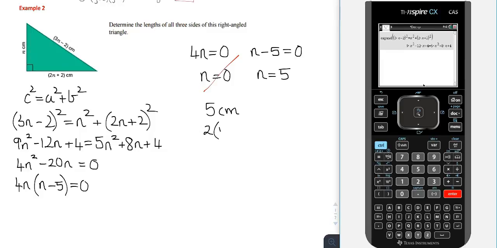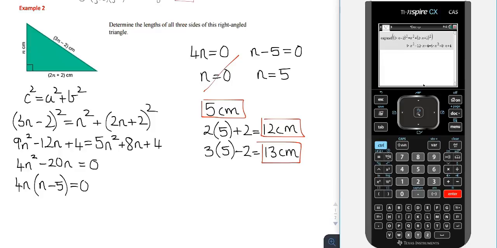So write it down, put some units to it, and then actually go back to the question and see what the question is asking. The question says to determine the lengths of all three sides, not what n equals, but the actual side lengths. So substitute it into 3n minus 2 and 2n plus 2, and you get out 12 centimeters and 13 centimeters to go along with our 5 centimeters for n.